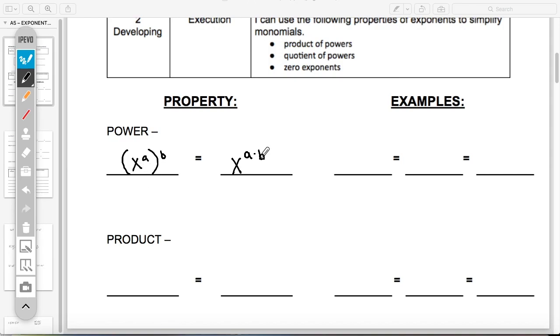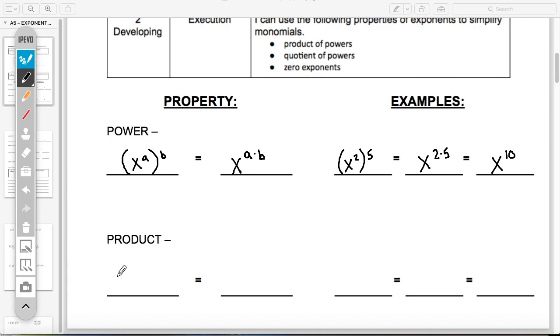Okay, so if we look at an example, we have x squared all to the fifth power. Okay, so let me rewrite this as x to the 2 times 5. Okay, just following this process over here. Okay, we know 2 times 5 is 10. So our solution would be x to the 10th power. Great, so let's go to the product power.